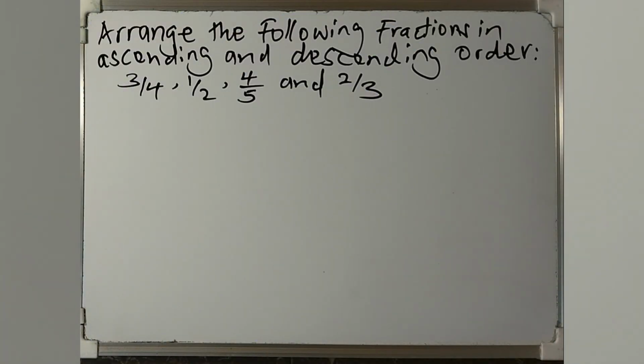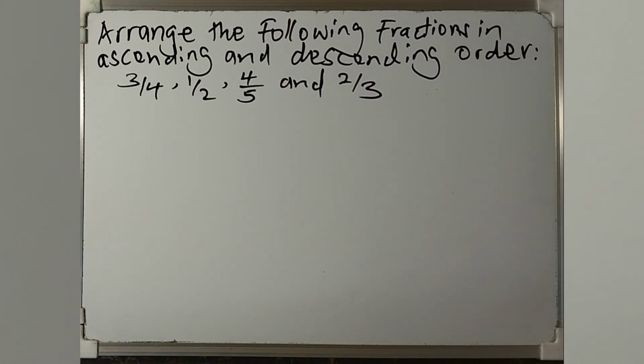Now, since you know how to compare fractions, you can get the smallest and the largest. With the knowledge of comparing fractions, you can now arrange fractions from either the smallest to the largest or largest to the smallest. Ascending is going up, that is smallest to largest, and descending is going down, that is largest to smallest. Now let's compare these fractions.